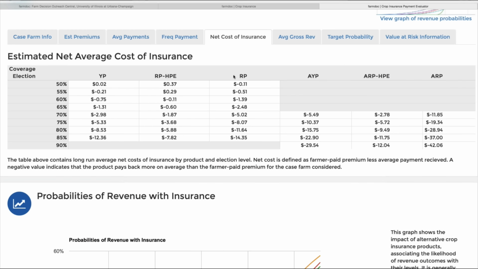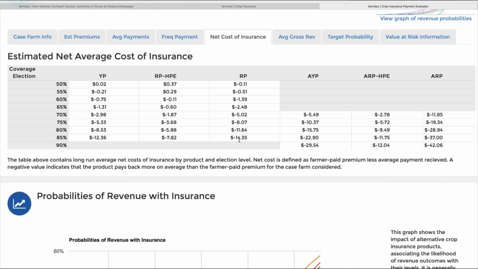And what this is, net cost of insurance, is the farmer-paid premium minus the average expected payment from crop insurance. You will note that those are negative, and that happens because all these products are subsidized. So what RMA does is calculates the expected payment from those products, applies a risk subsidy to them, and the farmer pays less than the expected payment from those products is. That's why these numbers are negative.